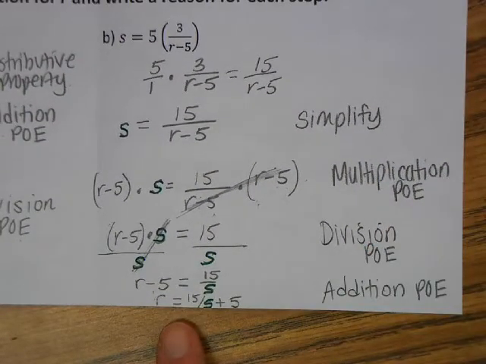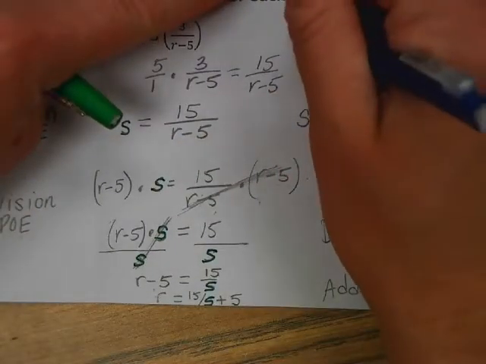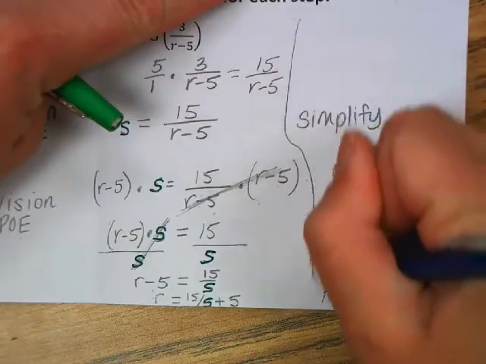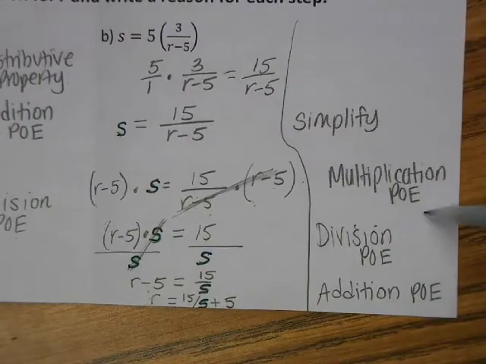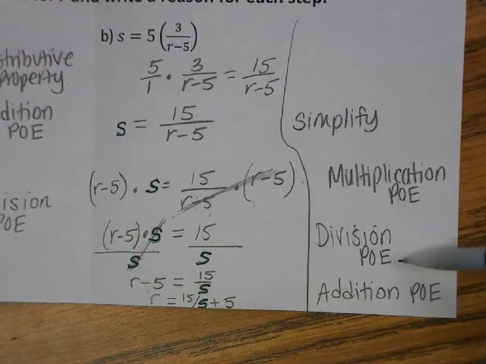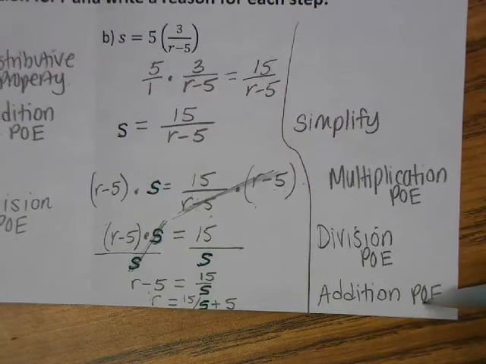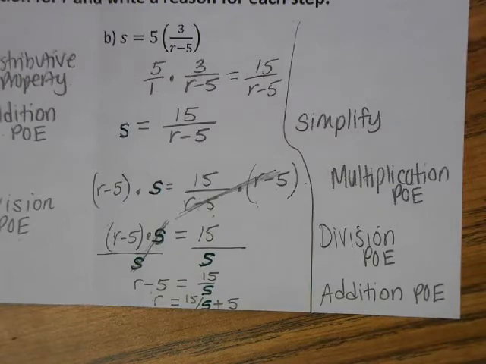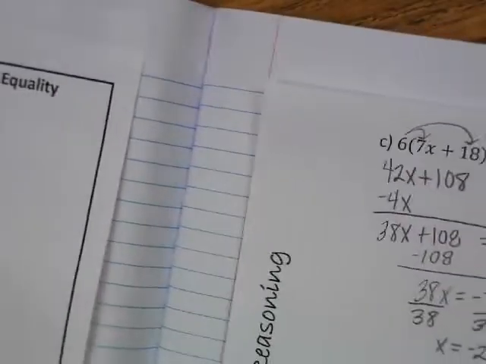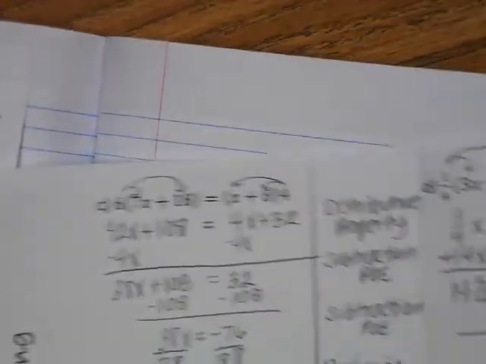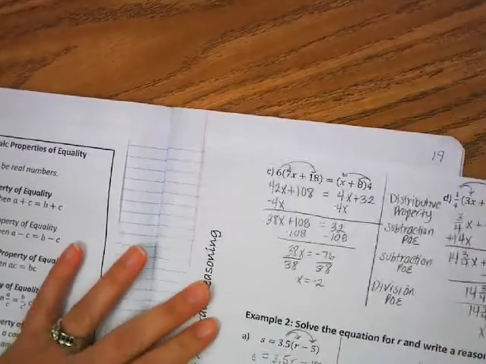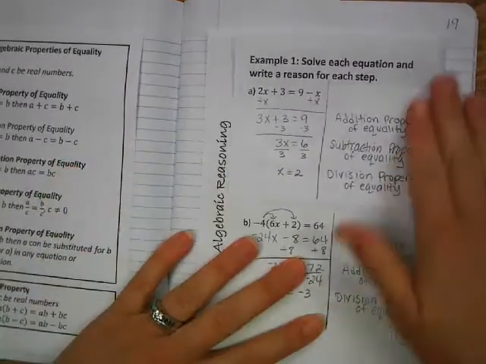But the final answer, since we want to get r by itself, r should equal 15 over s and then plus 5. And again, I have all my reasons over on the right-hand side. First I simplified, then I multiplied both sides by r minus 5, then I divided both sides by s, then I added 5 to both sides. So that is your next page in your notebook, page 19. So page 18 has all the properties of equality. Page 19 are the examples that follow it.